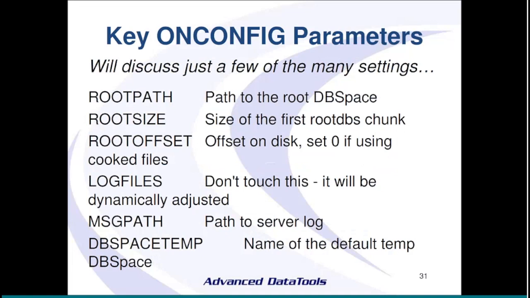The root offset is the offset on disk. If using cooked space, if using files on disk, it'll be 0 almost all the time. If you're using raw disk, you may need to give it an offset to tell it, I need to start at this part of the disk.